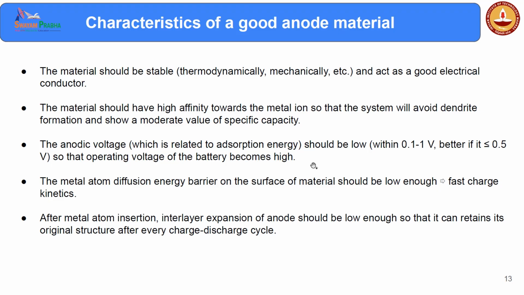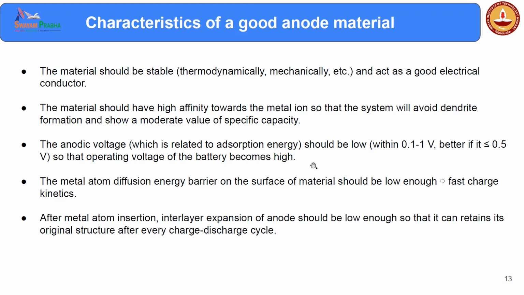As we said in the beginning of the mechanism, what happens? You will be giving some voltage and the ions will be moving towards the anode and they will be sitting there. So in order for the ions to sit on the anode, what is required? The anode should be binding to this metal atom very strongly, okay? That's one of the first things that we would be seeing. And it should show a moderate value for specific capacity, at least better than what is existing, that would be useful.